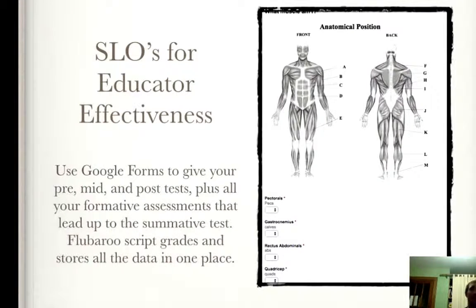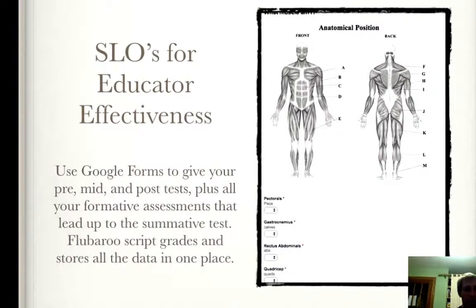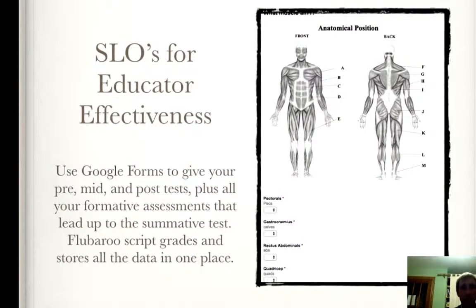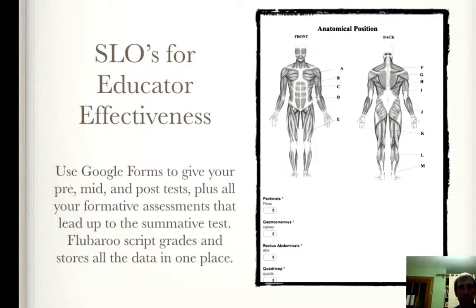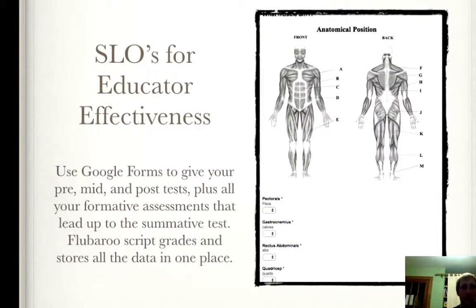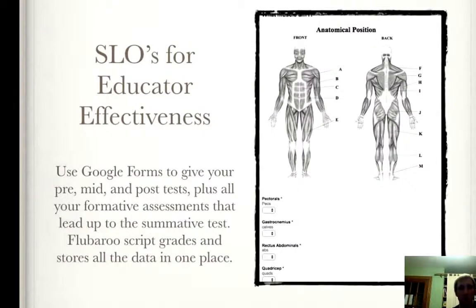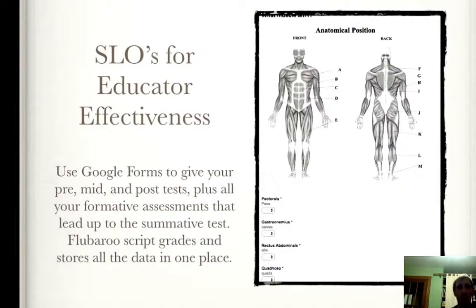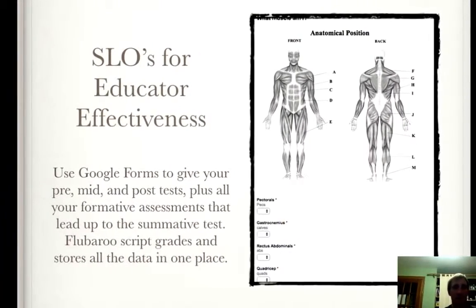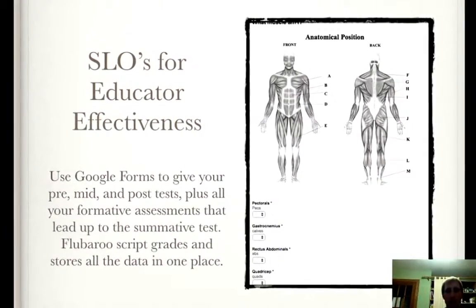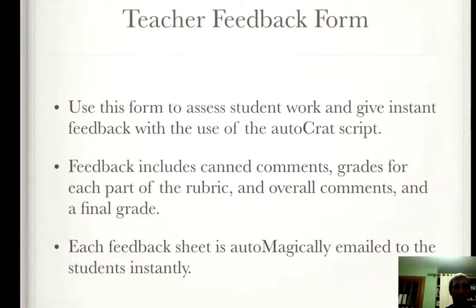Again, I'm doing SLOs this year in Wisconsin for educator effectiveness. Some people are giving paper and pencil tests, quizzes. I'm using Google Forms for everything, from my pre, mid, and post tests, plus all those formative assessments that are going to lead up to those summative tests. Again, I'm going to use this Flubaroo script to grade these and store them all in one place. I'm emailing students' responses instantly afterwards for quick feedback. And I am saving time every single time I'm sending out that Google Form quiz, and I'm pumped about it. So check it out for SLOs.